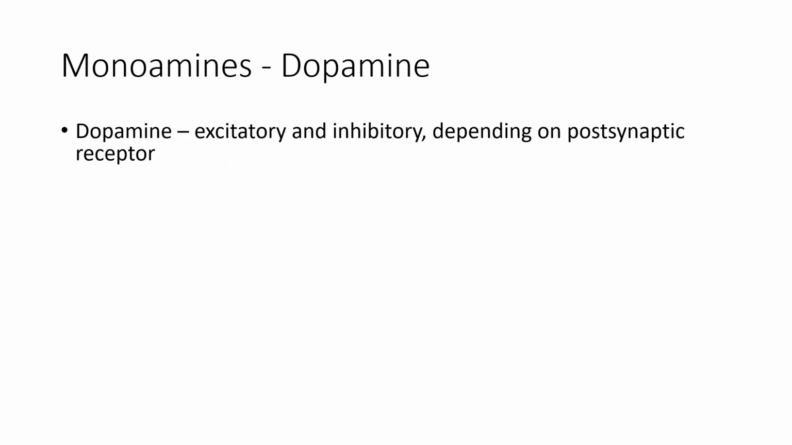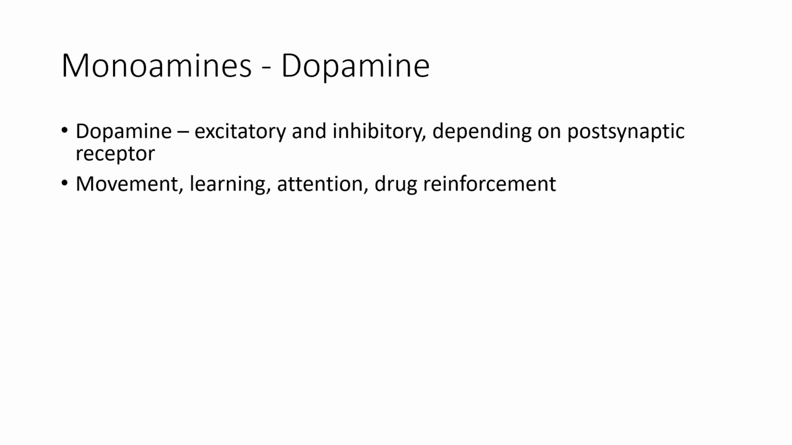First, let's take a look at dopamine. From what you have probably learned about dopamine thus far, you may assume that dopamine is going to produce an excitatory effect. However, dopamine can be an excitatory neurotransmitter most of the time, but occasionally it can be inhibitory. It's going to depend upon what cell is receiving it. So it's going to depend on the postsynaptic receptor whether or not it produces an excitatory or an inhibitory effect. We think that dopamine is heavily involved in things like movement, the learning or acquisition of new tasks, attention, and drug reinforcement.